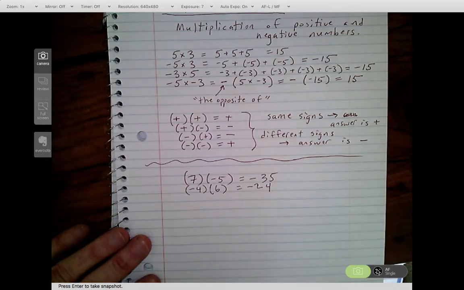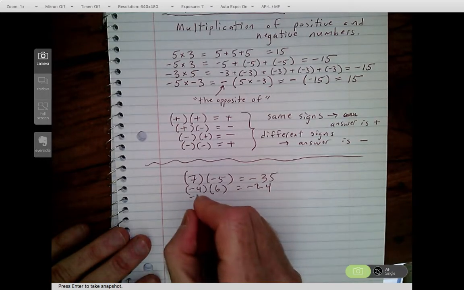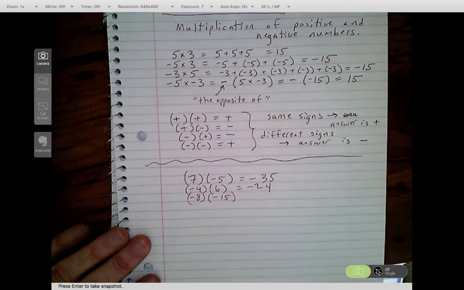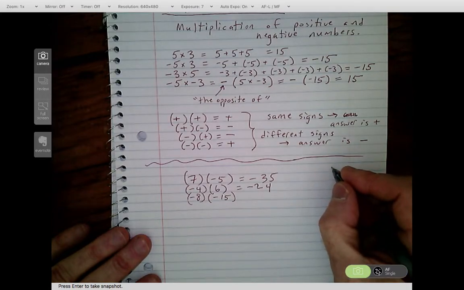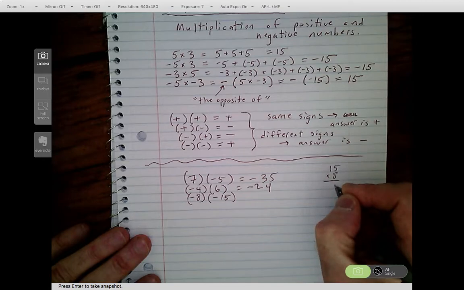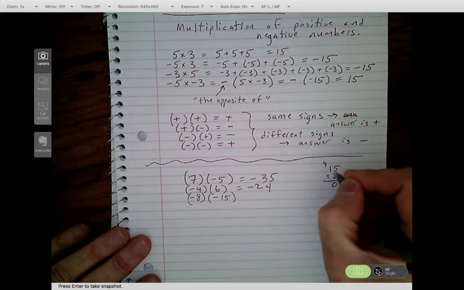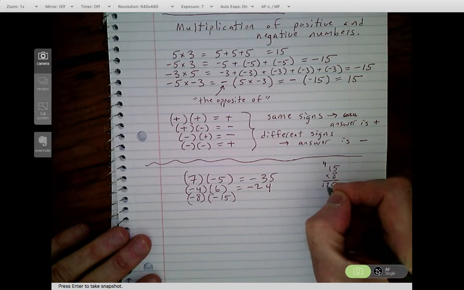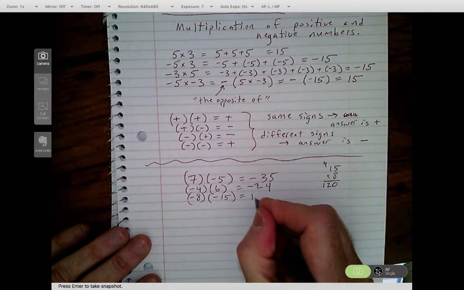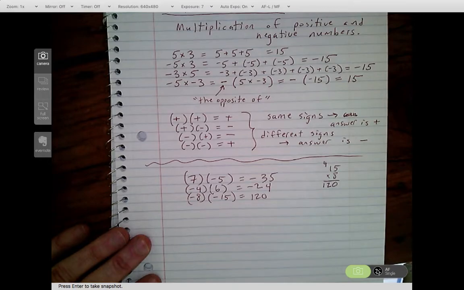Okay, and some of these will have slightly bigger numbers, so negative 8 times negative 15, and I would like you to not use a calculator for these, so these you might have to work out a little bit. So 15 times 8, 8 times 5 is 40, 4 up here, 8 times 1 is 8 plus 4 is 12, so 120. Negative times a negative is a positive 120.